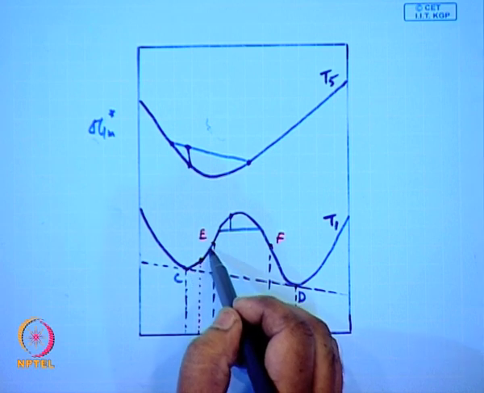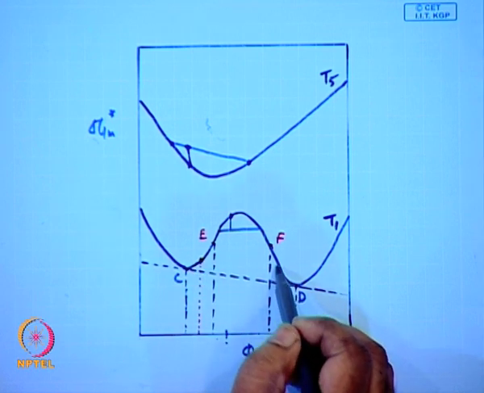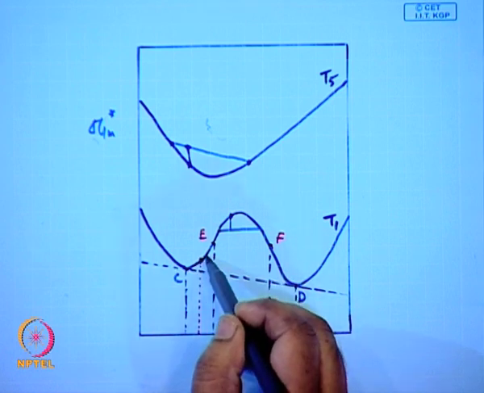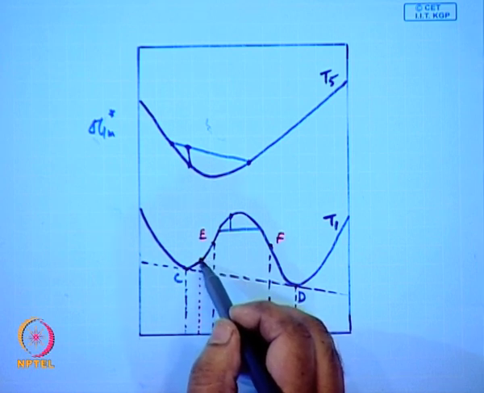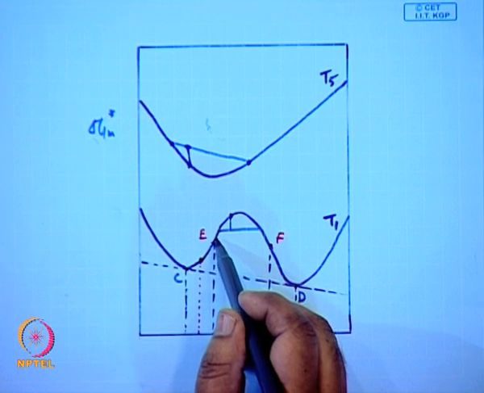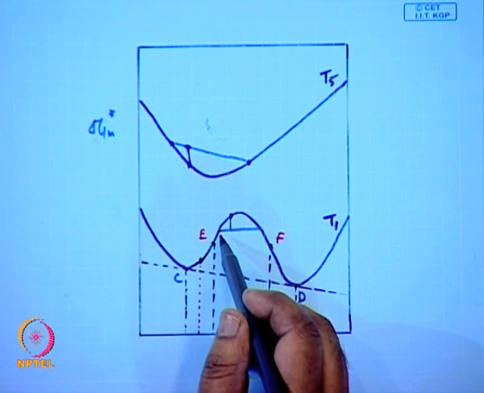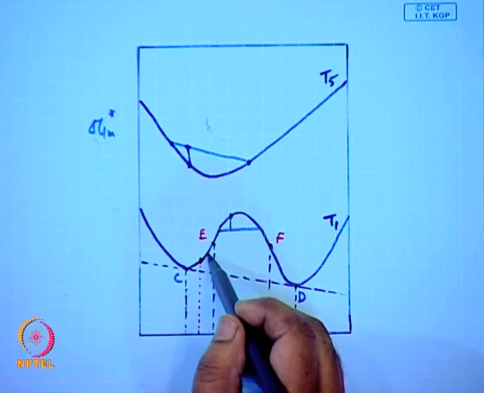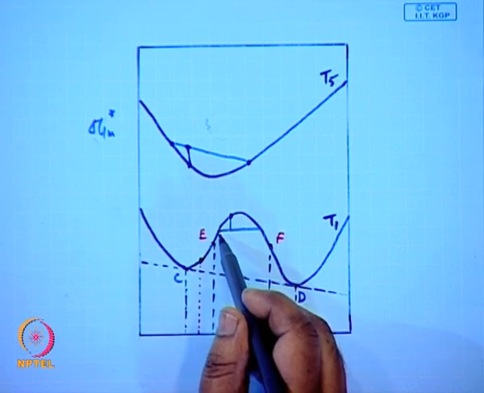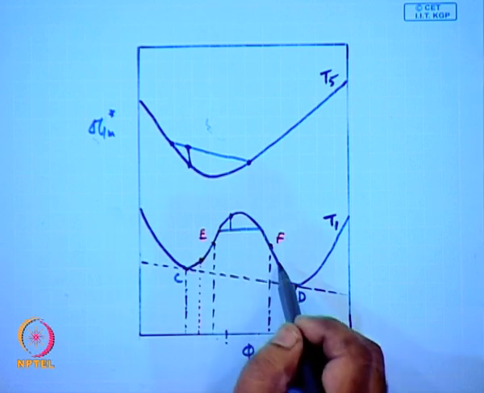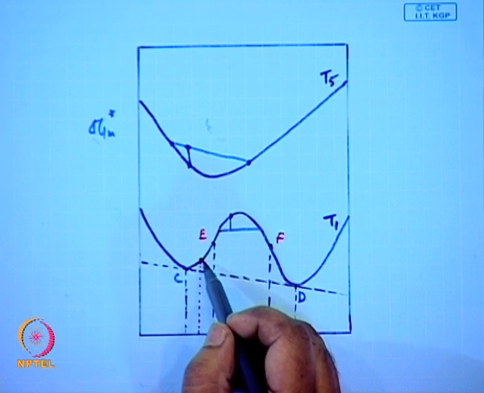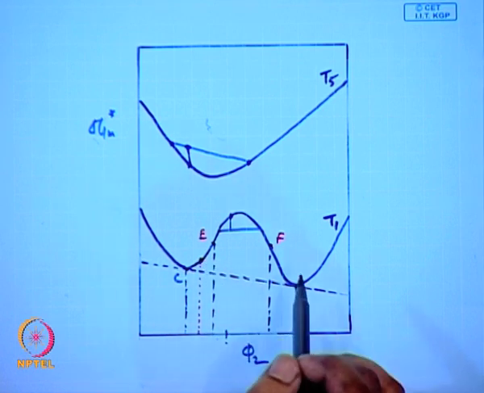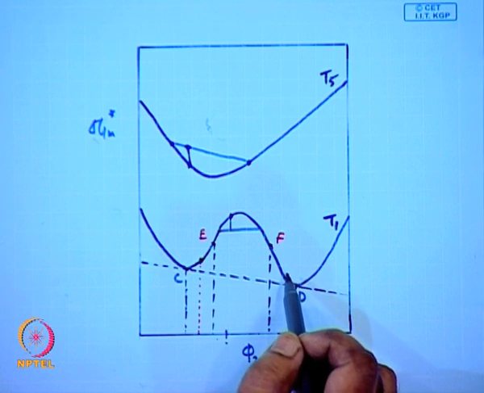So, any point in this region, any composition, any solution would be stable for small change in composition, but it is not stable for a large change in composition beyond this point. Okay. So, this is a metastable region, where the compositions are stable only for slight change in composition. So, this is the metastable region.